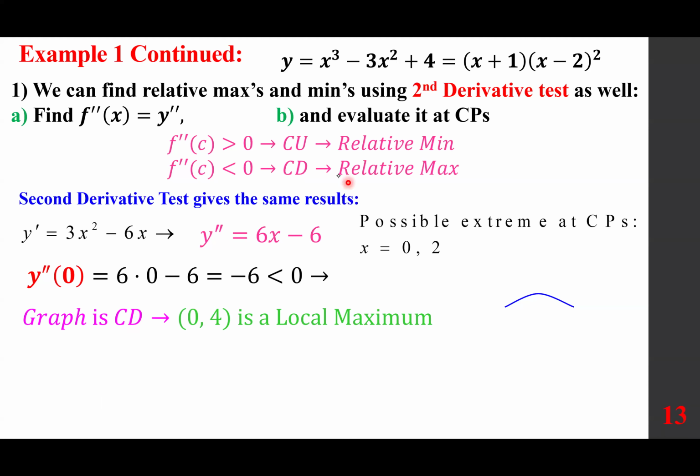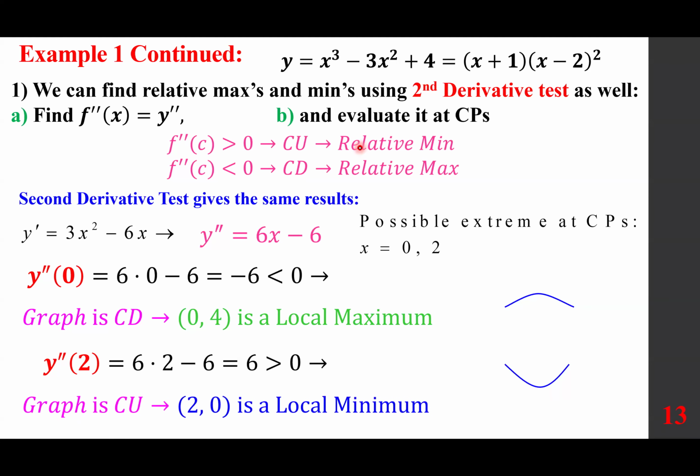If I plug in 2, I get positive. Again, it doesn't matter, positive 6 or any other number. The fact that it's positive. When it's positive, it's concave up. When it's concave up, as you can see from the graph, it's a local or relative min. So that means, again, you plug it back into original function. You already knew that graph is concave up. 2, 0 is a local minimum.